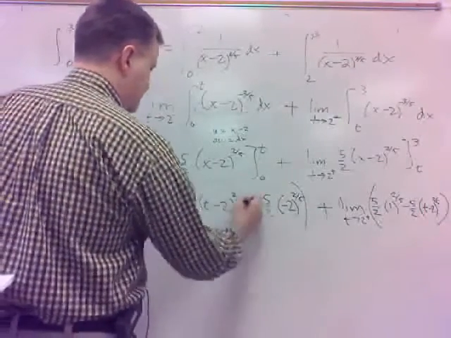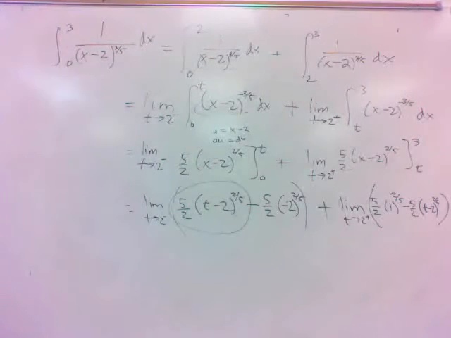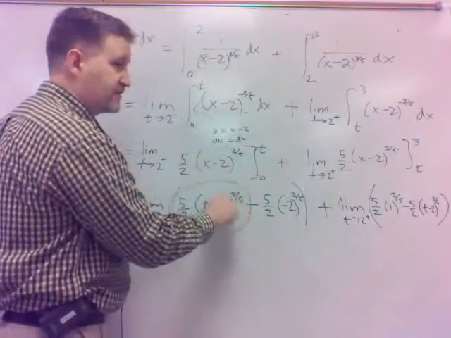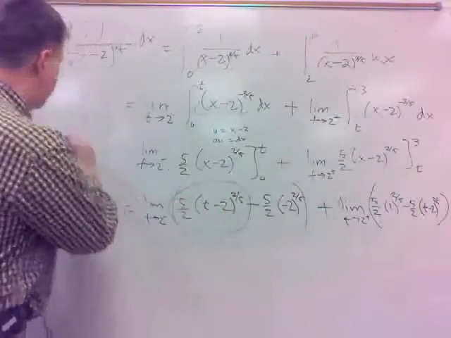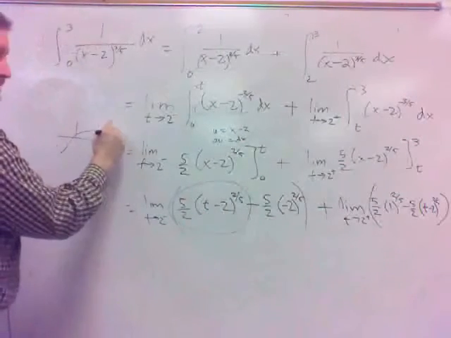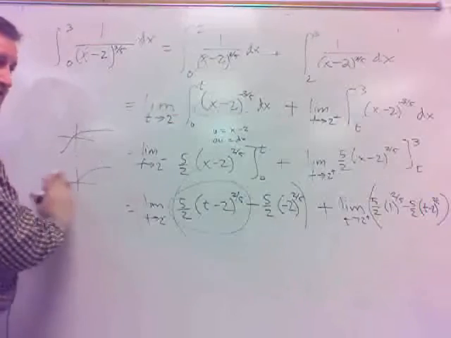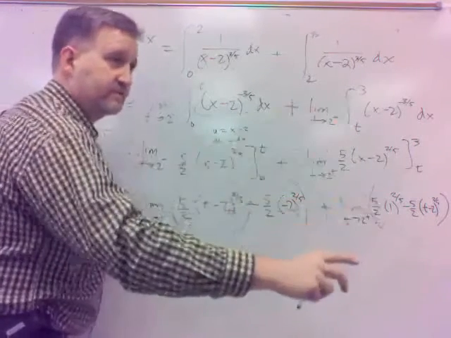But then, what happens here? T goes to 2 from the left. Well, this one, let me say something about that. Since it's a 5th root, it's going to be defined everywhere. An odd root is defined everywhere, right? The even roots, you got your negative sides you don't have. This is an odd one, though, so it goes both ways. You see what I'm saying? Okay.